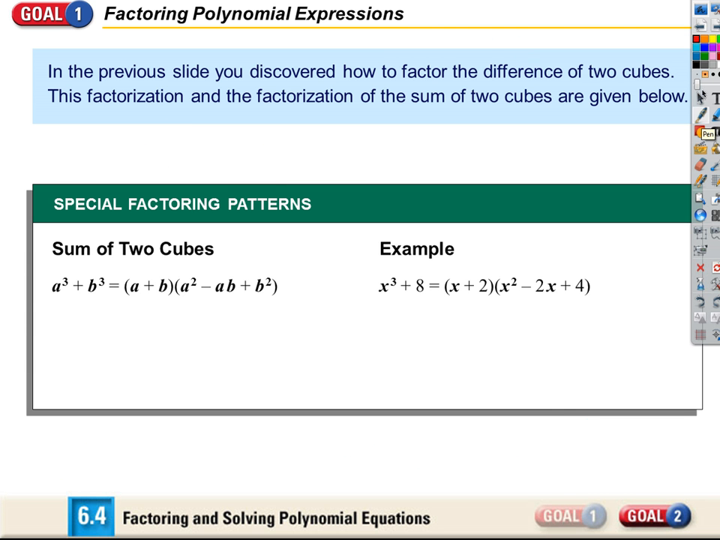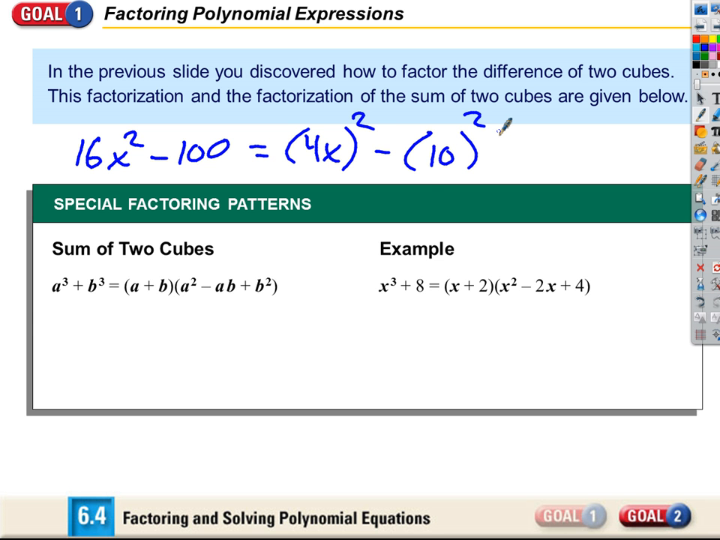Only if we got something like this. Say we had 16x squared minus 100. Now that we could do, right? I could write that as 4x squared minus 10 squared. And then that fits the pattern. That's my A and that's my B. And so it'd be 4x plus 10 times 4x minus 10. That works. But if that were a plus instead of a minus, don't even try. It's never going to factor.